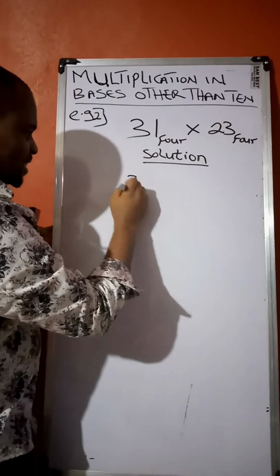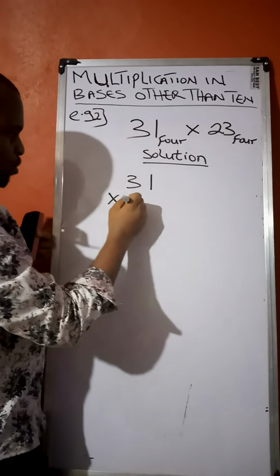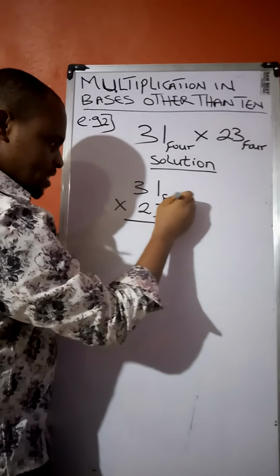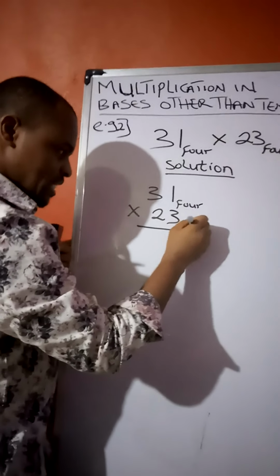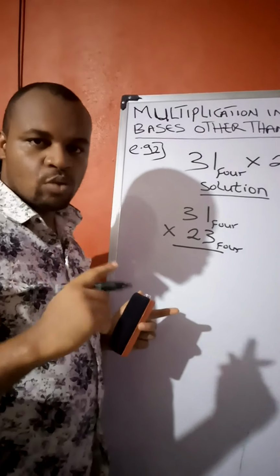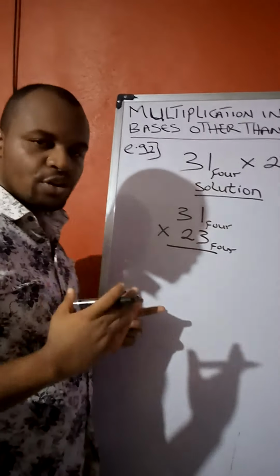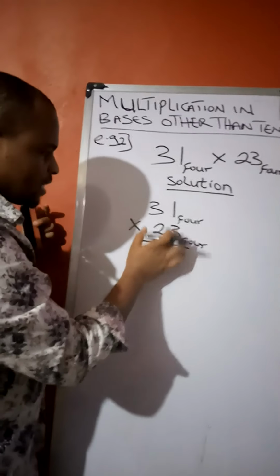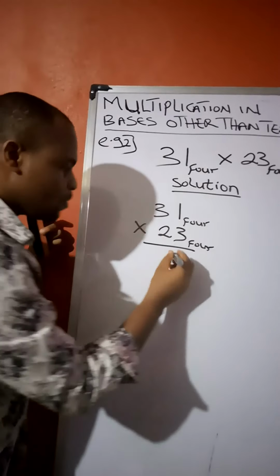We have 31 multiplied by what? 23. Don't forget it is in base 4. We are working in base 4. In base 4, you cannot have any number higher than what? 3. So we can have 0, 1, 2, and 3. So now let's multiply. 3 times 1 is 3. It's less than 4, so it's allowed.